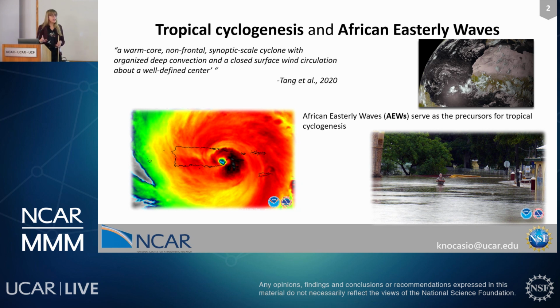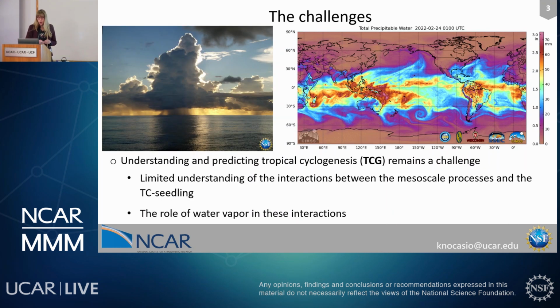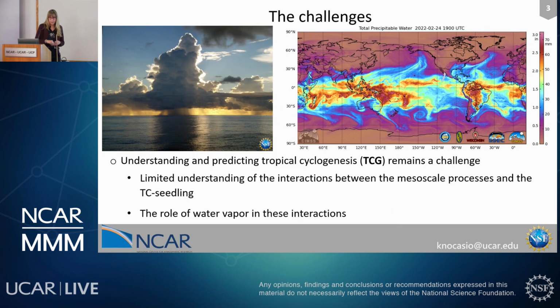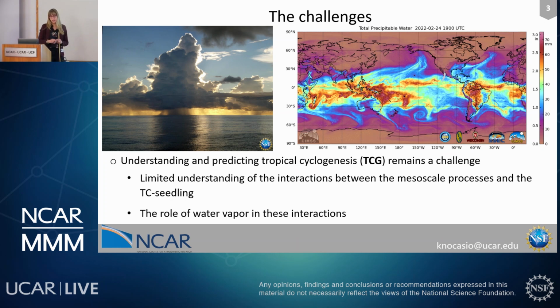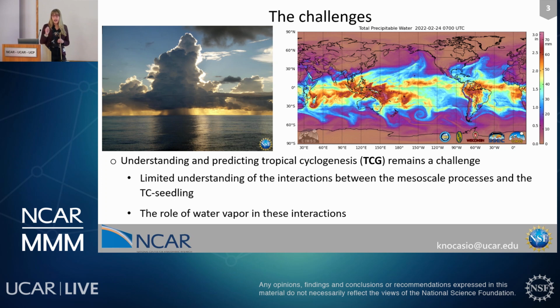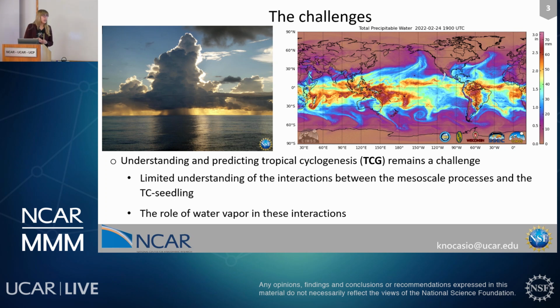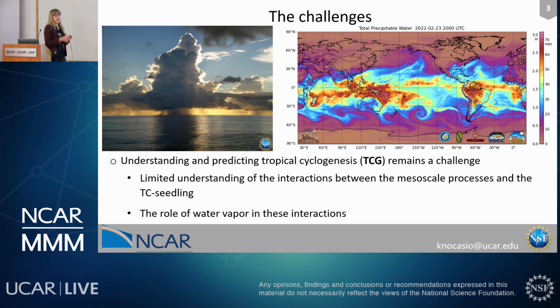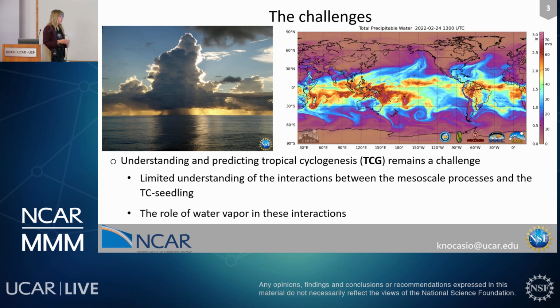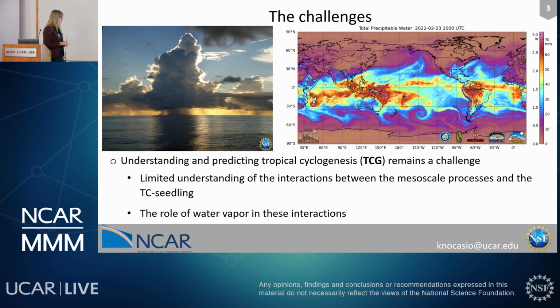And in learning about African easterly waves, we've greatly improved our understanding of tropical cyclogenesis. However, there are challenges that remain with this topic. And I think it's mainly two things. The first one is that we have limited understanding of the interactions between the mesoscale processes and the actual tropical cyclone seedling, in this case, an African easterly wave.